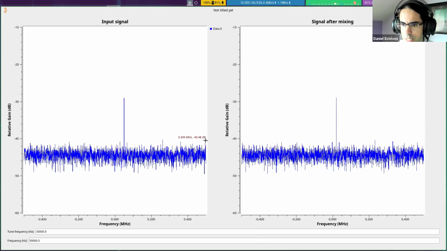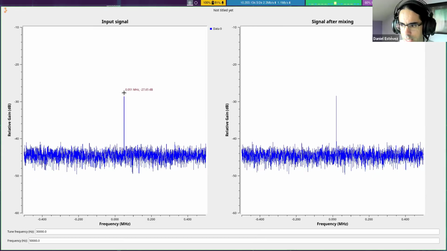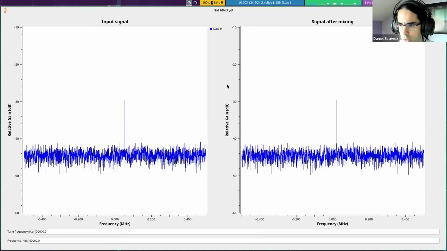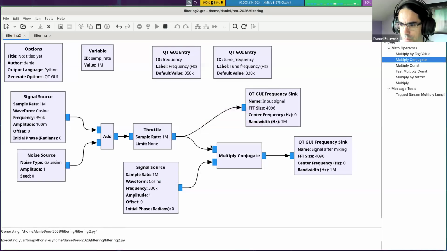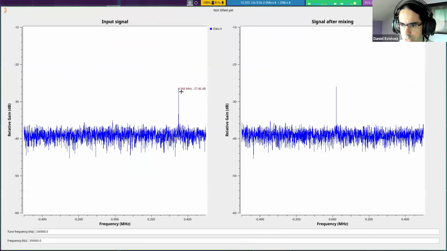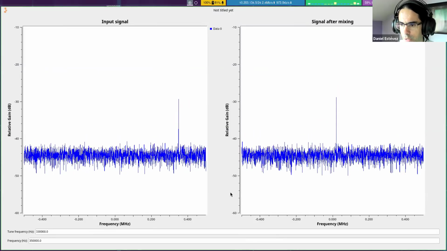So now we can see this more clearly. We can see the signal begins at 50 and ends up at 20 kilohertz. Maybe I actually want to do 350 and then 330 to make it clear that we are tuning to something which might be here, but after tuning, we place it close to the middle. Okay.